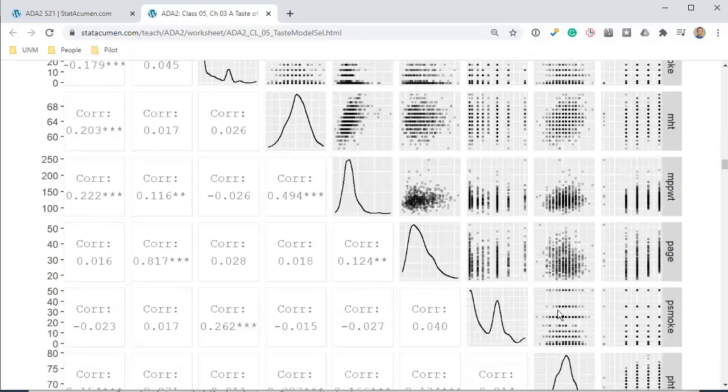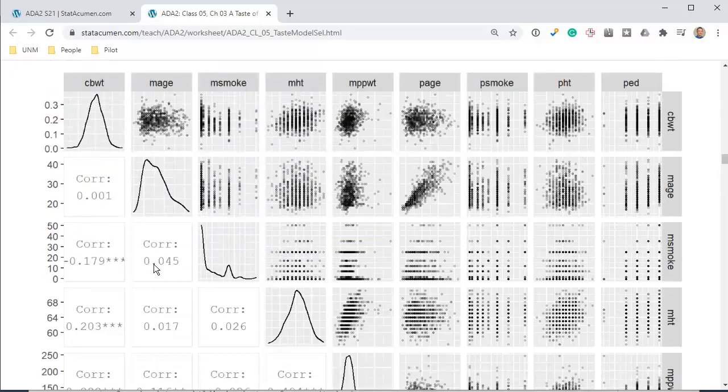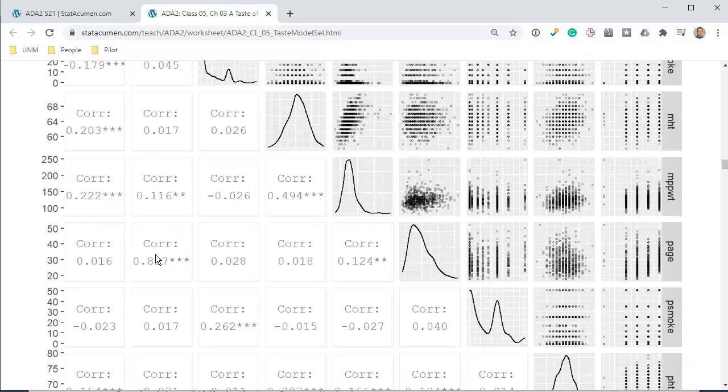All right, some of the correlations that stick out as strong. Here's a 0.8. That's the father's age and mother's age for sure. Yep, 0.8.